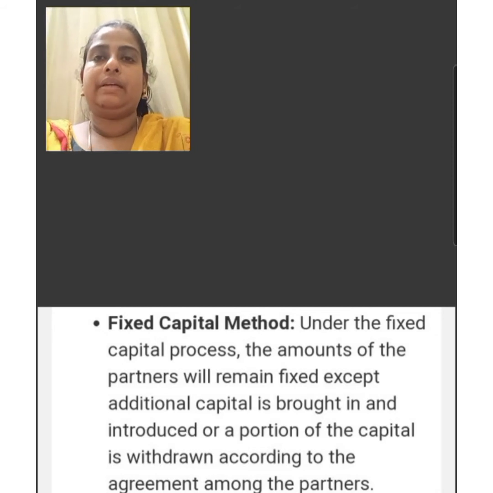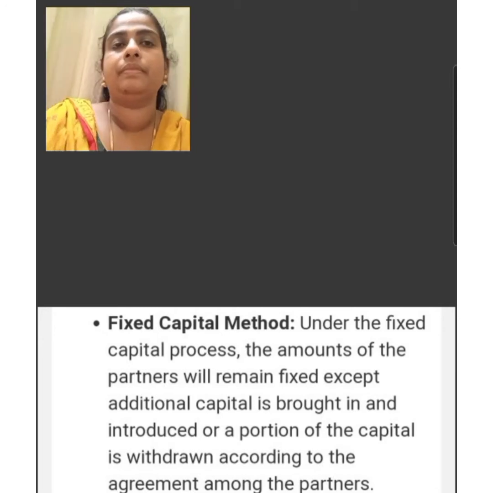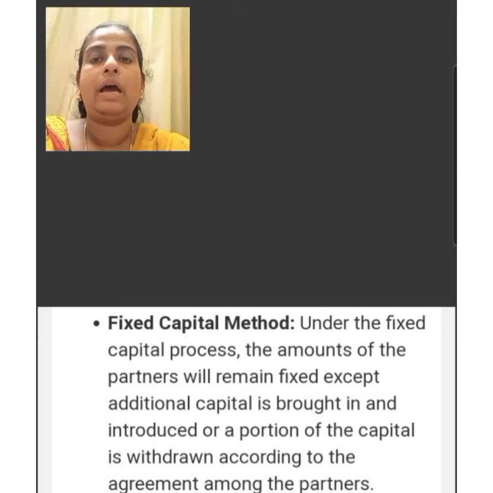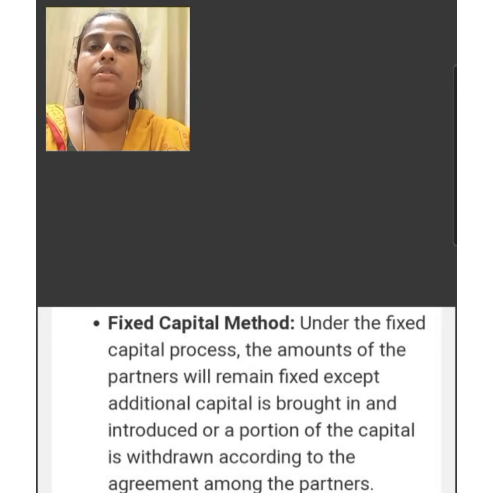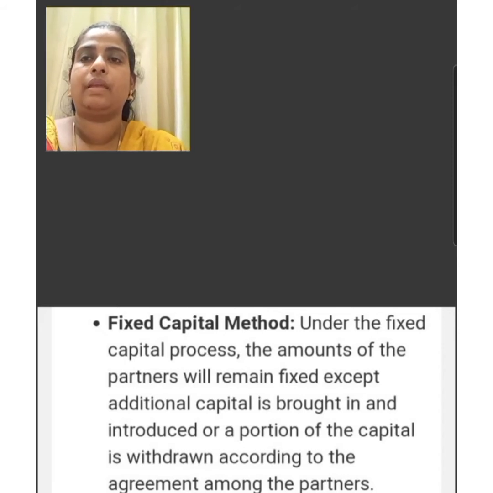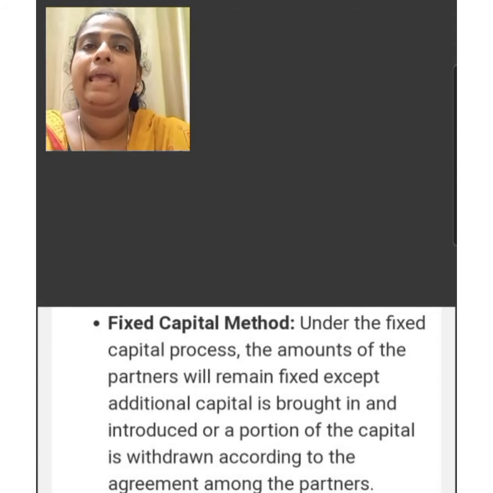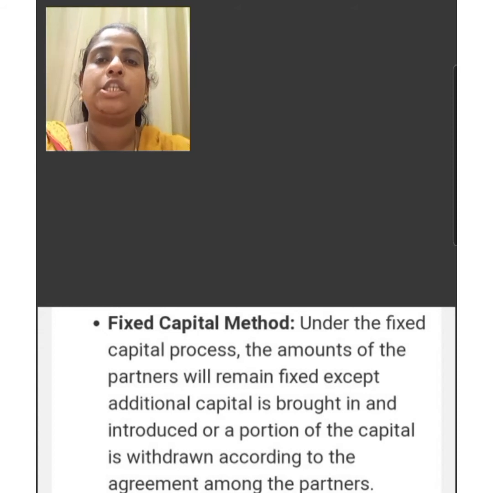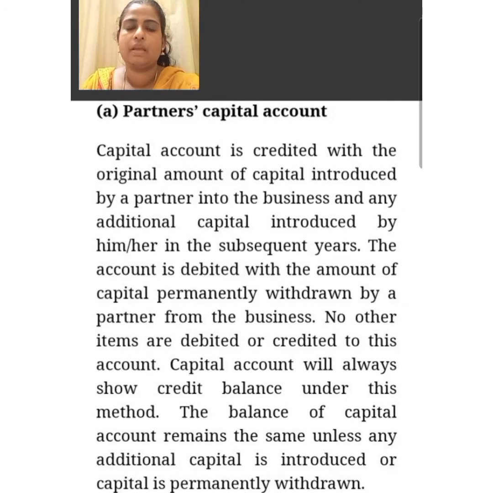Under the fixed capital method, fixed capital means the capital invested by each partner in the firm remains fixed or unaltered unless a partner introduces additional capital or withdraws out of his or her capital. When the fixed capital accounts method is followed, two accounts, that is a capital account and a current account for each partner, are maintained. Under the fixed capital method, we have to open two accounts. One account for the partner's capital account and another account for the partner's current account.